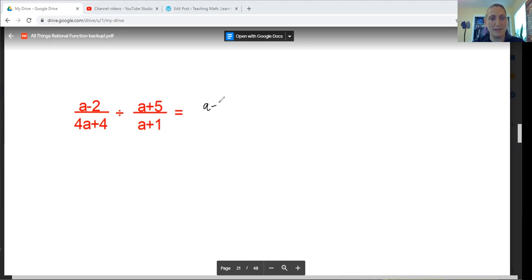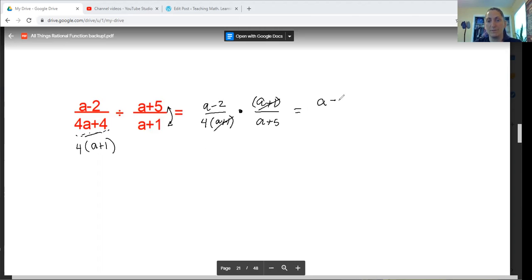rewriting a minus 2 over, let's factor this as we go, shall we? Let's factor this thing. This would factor into pulling out a 4, and you'd have a plus 1. Don't fall into the trap where you think that's a plus 0. It's plus 1. A minus 2 over 4 times a plus 1 times, and we need to flip it, so now this is going to be our numerator, right? A plus 1 over a plus 5, and look at that. Something to cross cancel. Awesome. So now we have a minus 2 as our numerator. And in our denominator, we have a 4 times a plus 5.